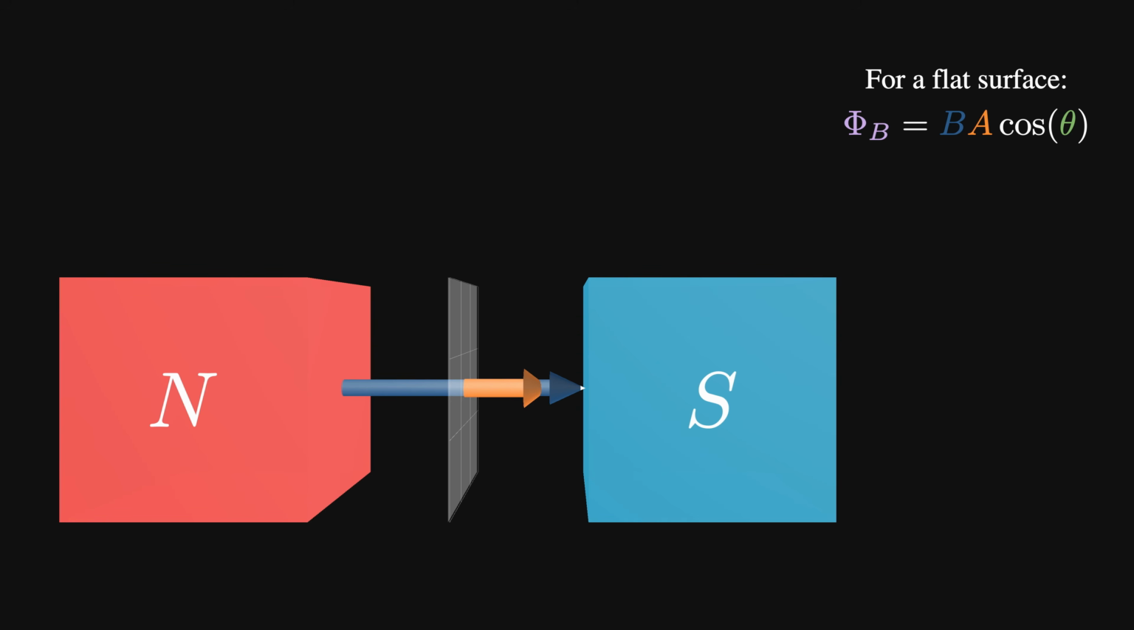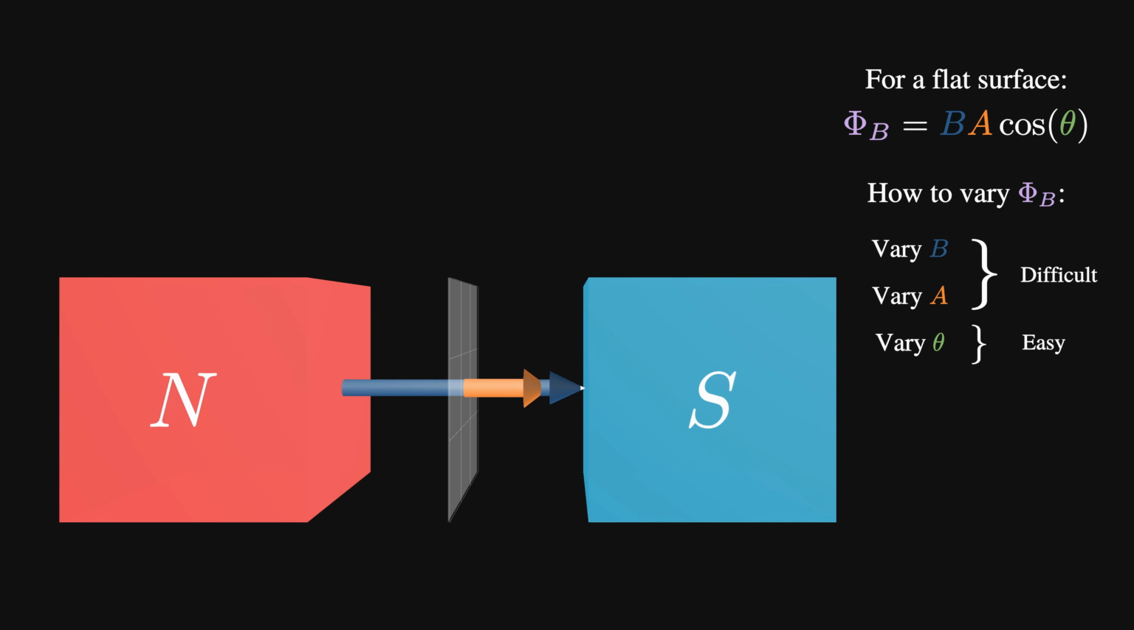To get an EMF, we want this quantity to change. So, we have three options to do this: change the magnetic field strength, change the area, or change the angle. Changing the magnetic field strength is possible, but it's very inconvenient practically. Similarly, changing the physical area of a surface, which we might imagine is a sheet of metal, is even worse. But changing the angle is incredibly easy. We just rotate our surface. So this is our strategy to vary the flux.